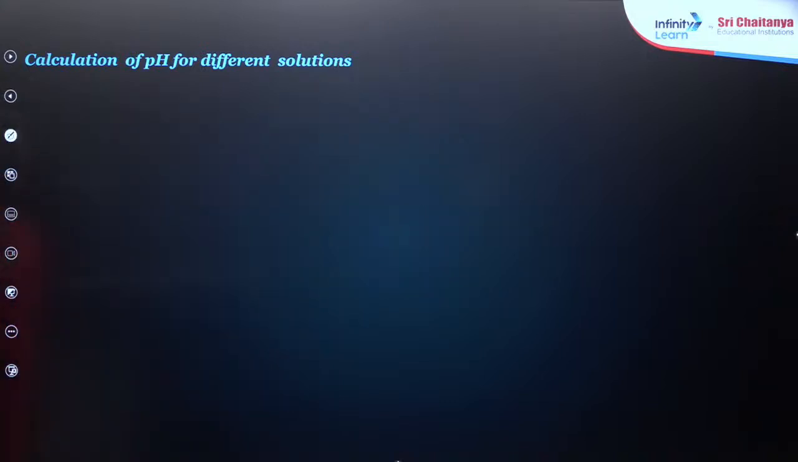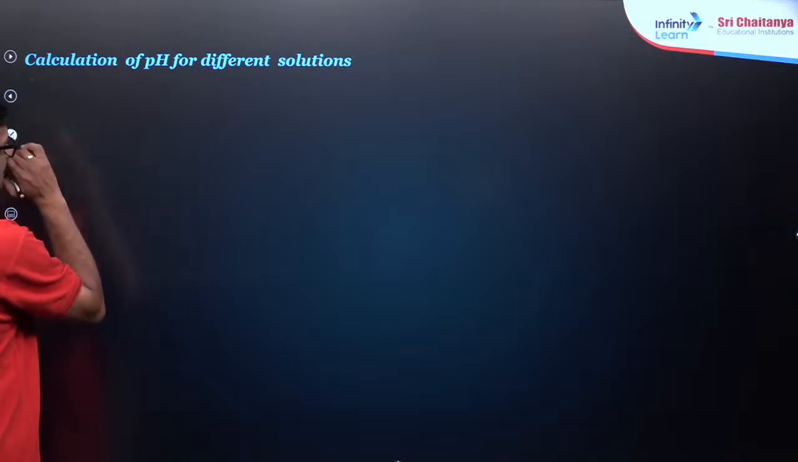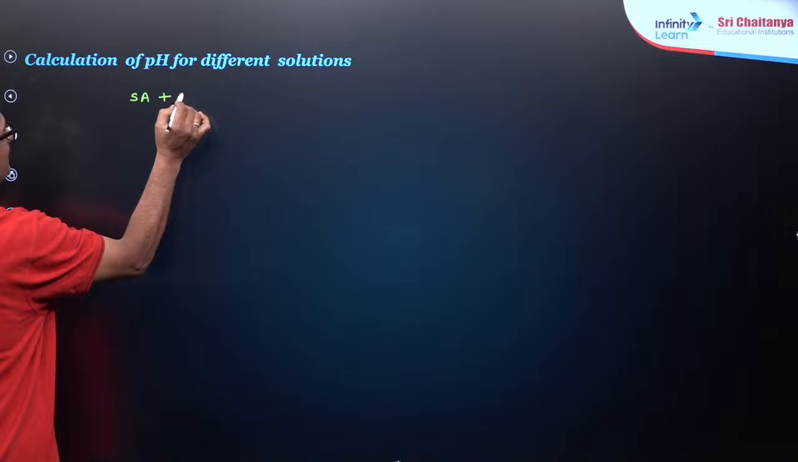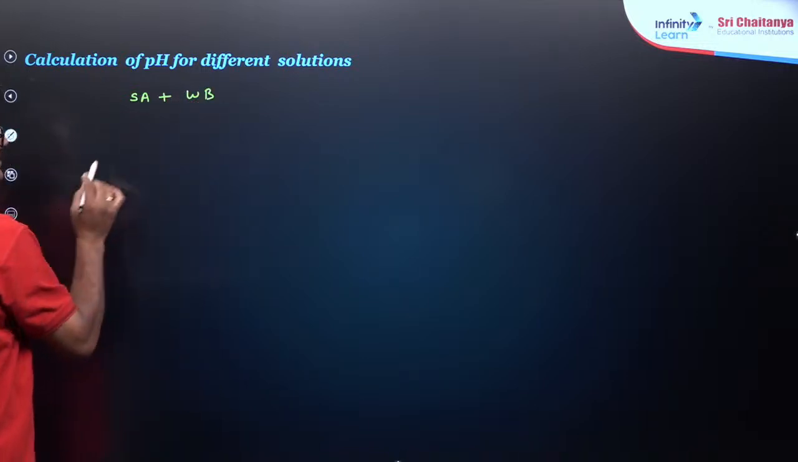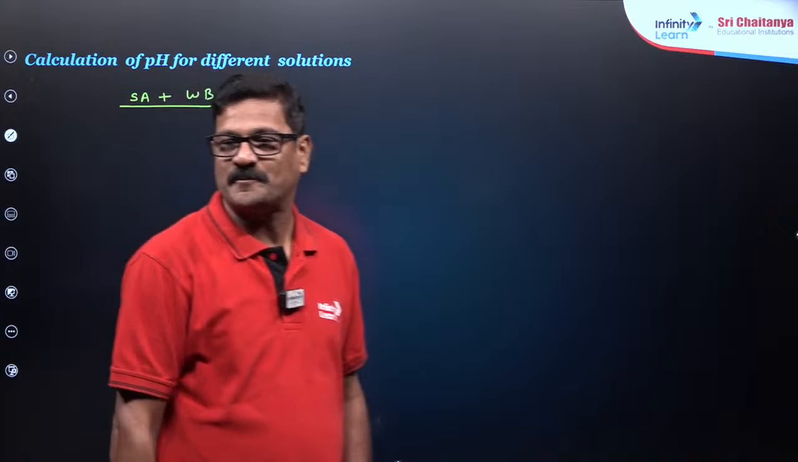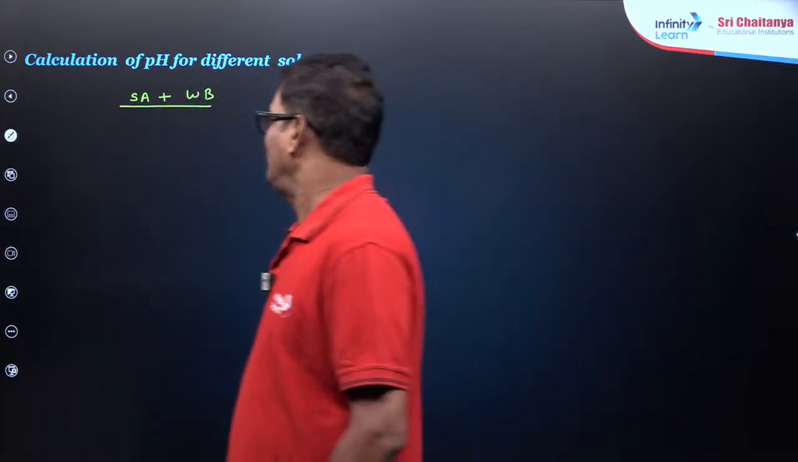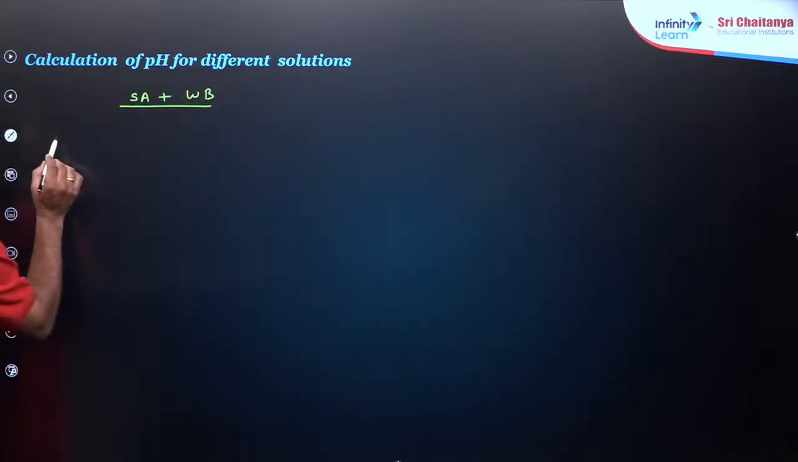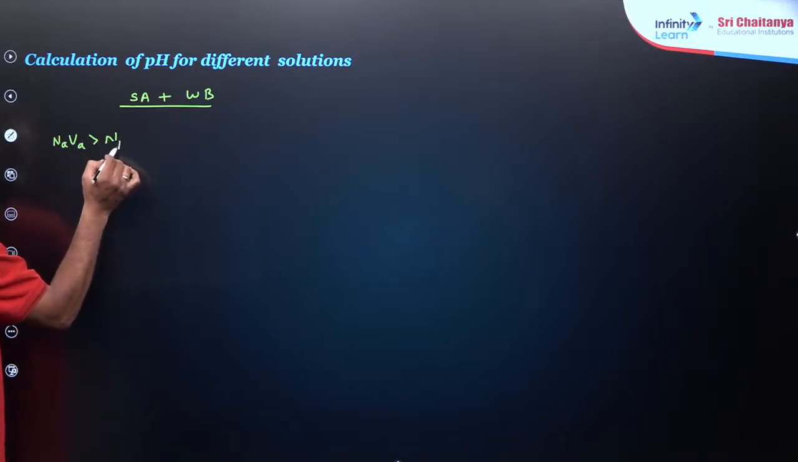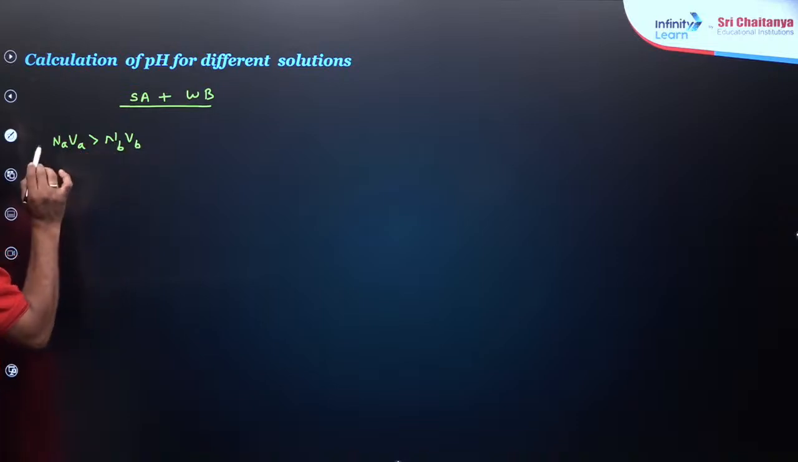Now let's talk about the mixture of a strong acid and a weak base. Let's say the normality and volume of the acid is greater than the normality and volume of the base.